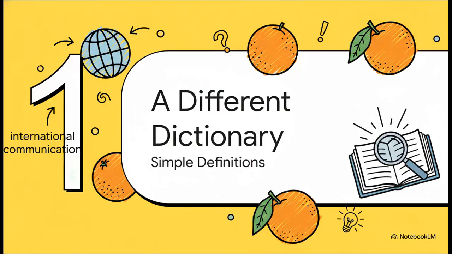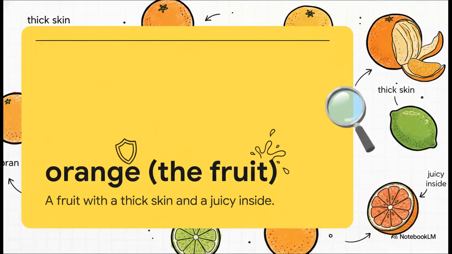All right, so for this, we're diving into the Simple English Wiktionary. It has a very specific goal. We're going to look at how it defines our word orange. And as I read these out, pay close attention to the words they choose. It's all very deliberate. First up, the fruit.